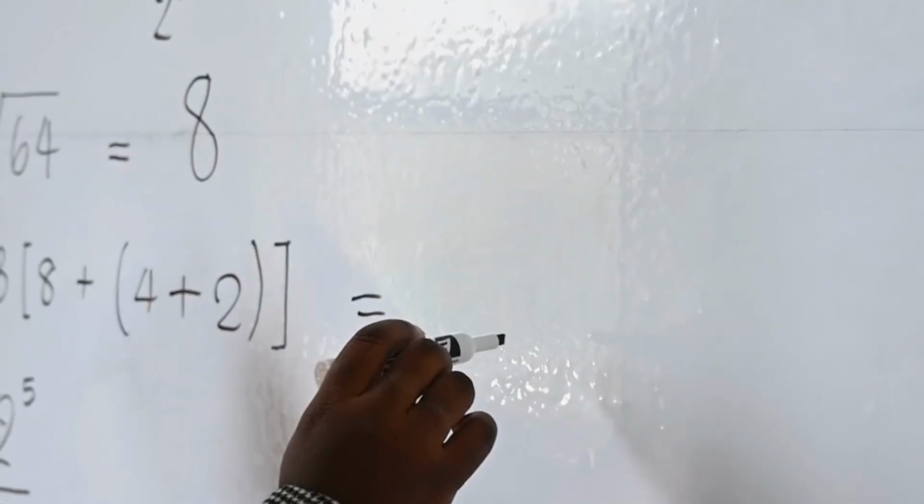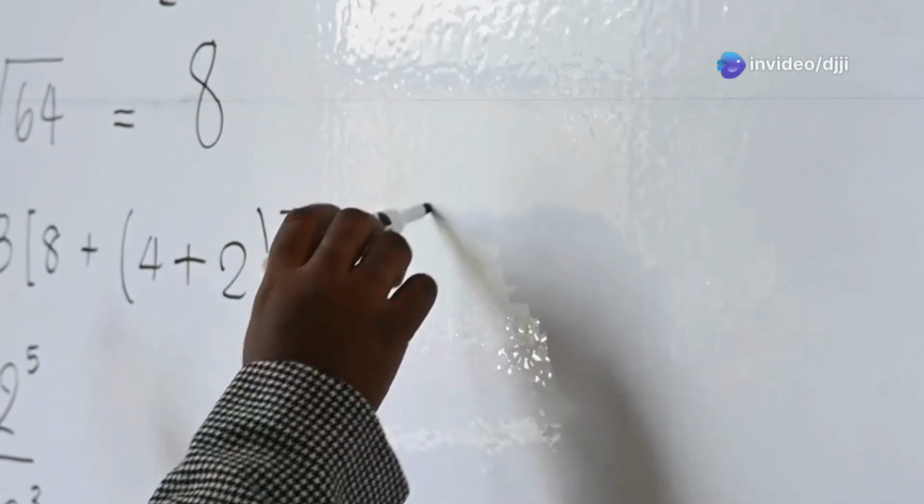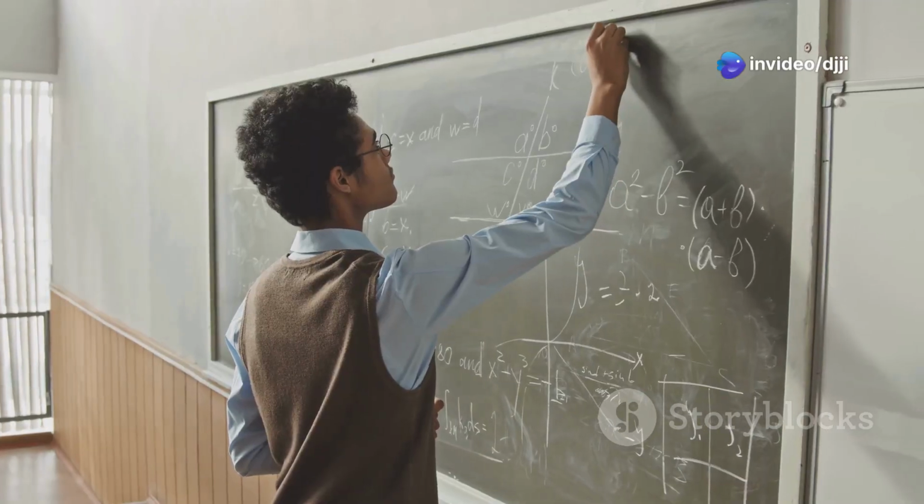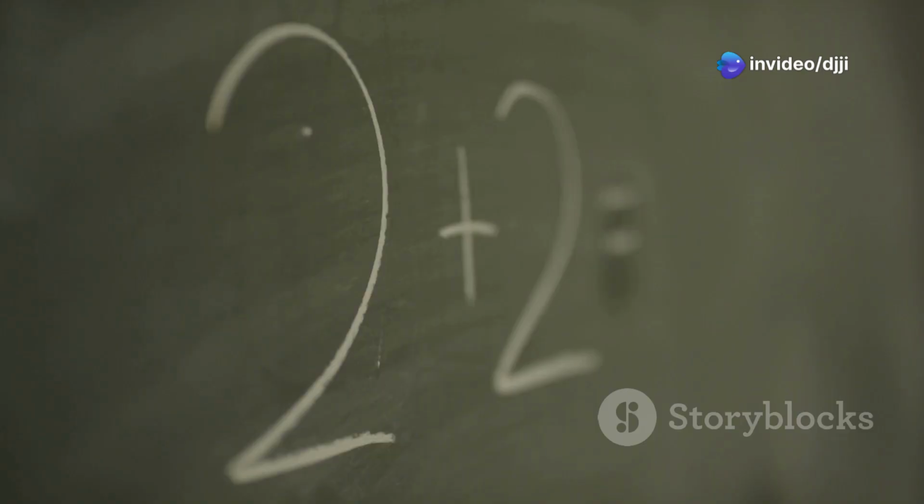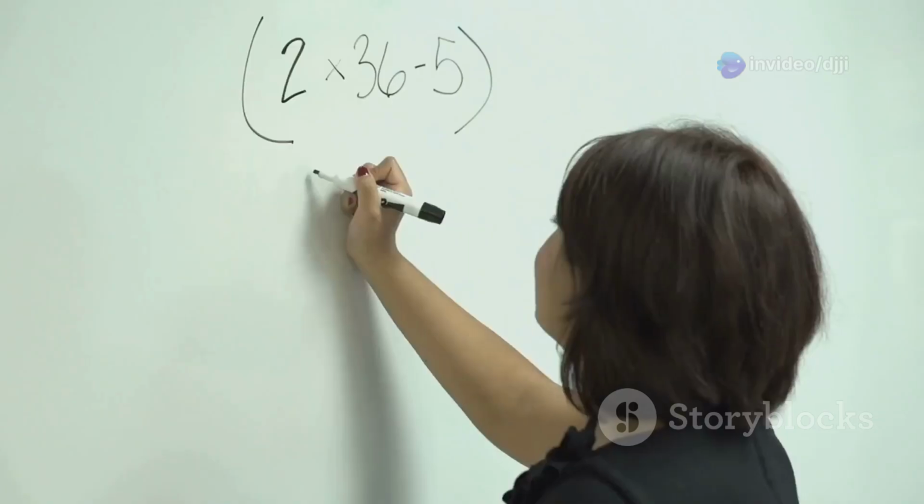Step 2. Square both sides to eliminate the square root. X equals 4 squared, which gives us x equals 16. Thus, the solution is x equals 16.